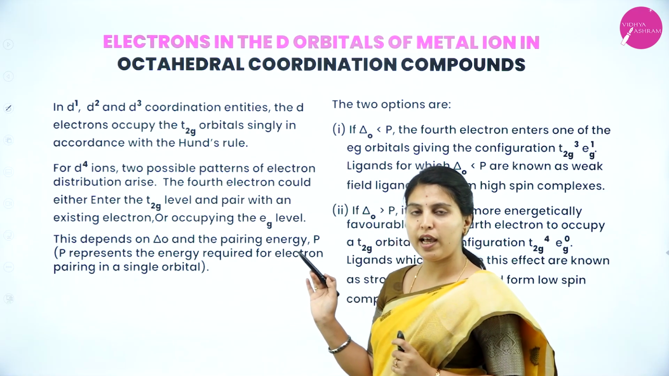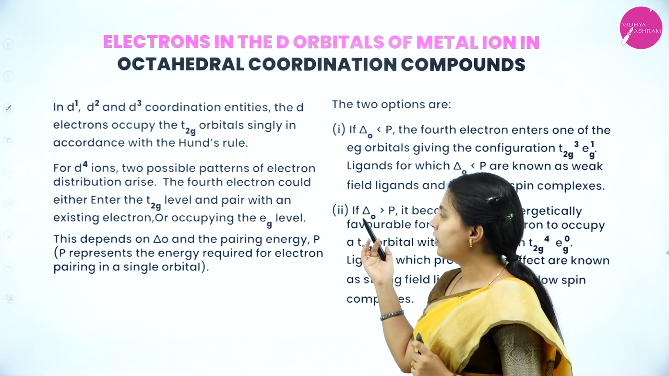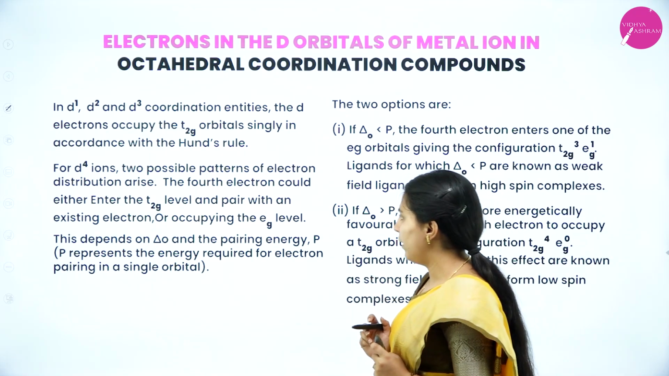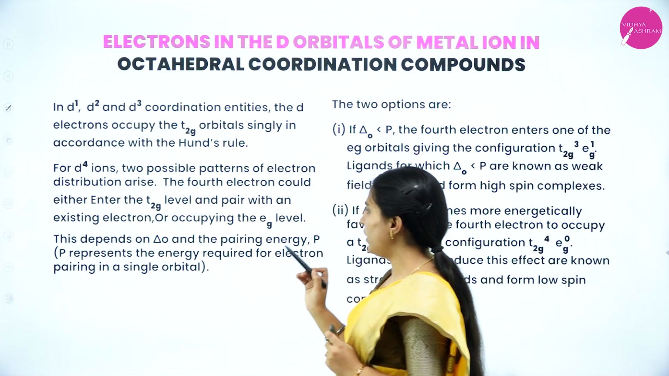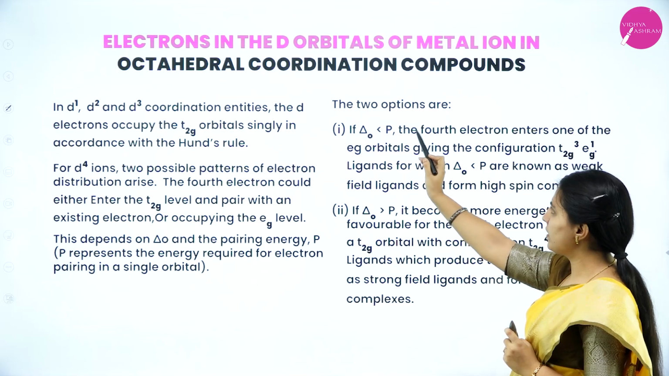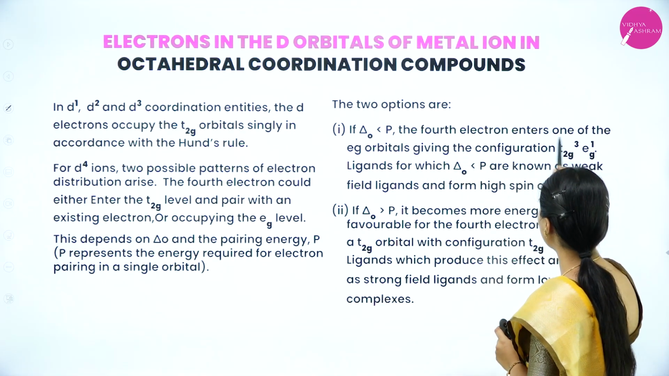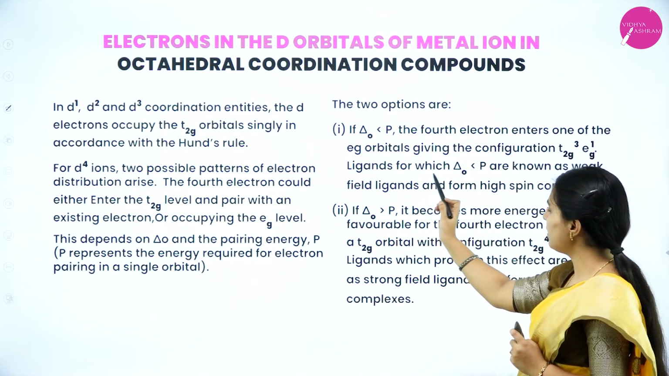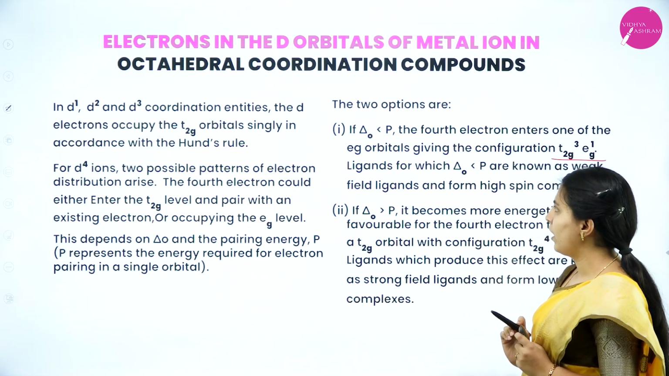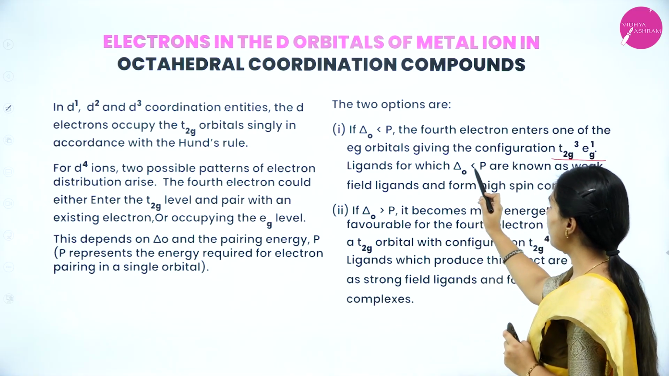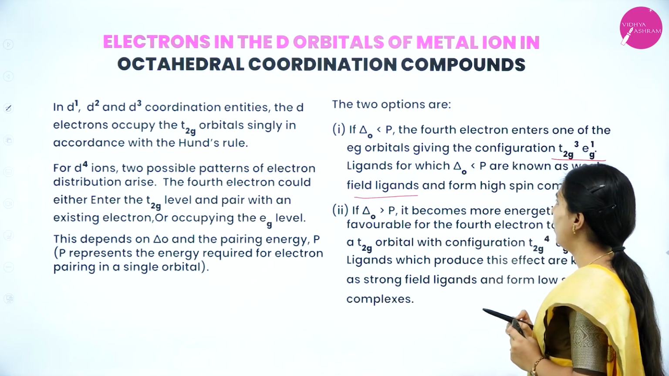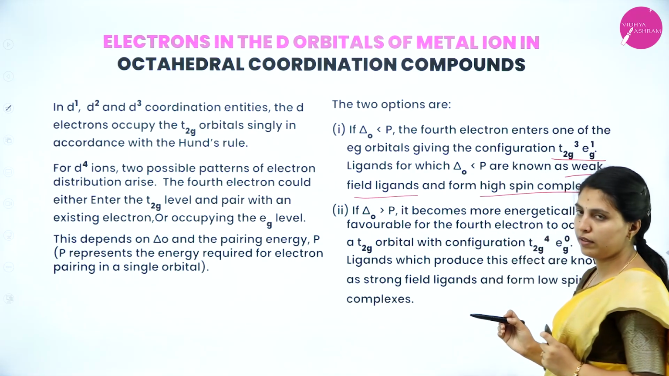In the d4 case, what will happen? The fourth electron will either enter the next level or enter the same level and pair up. This depends on delta naught and pairing energy. The two options are, if delta naught is less than pairing energy, the fourth electron enters one of the Eg orbitals, giving the configuration T2g3 Eg1. Ligands for which delta naught is less than P are known as weak field ligands and form high spin complexes.